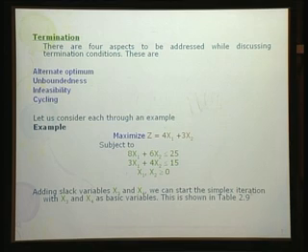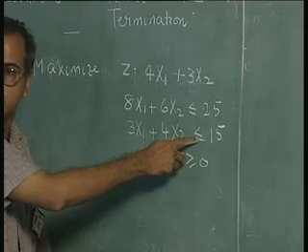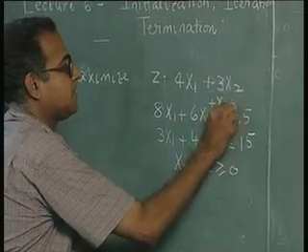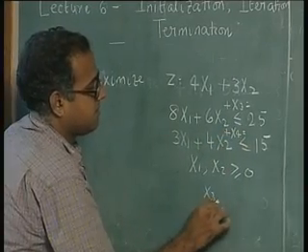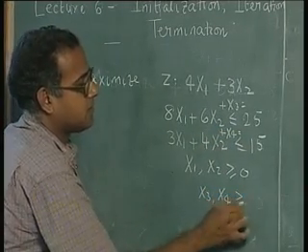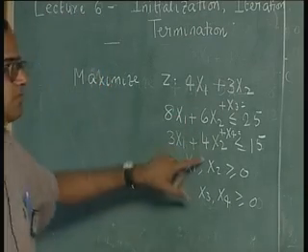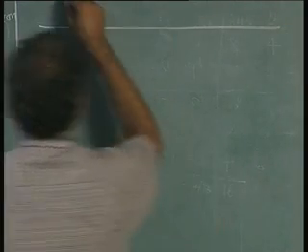Once again we have a problem with right hand sides positive, so we do not need to do anything here. We have less than or equal to type constraints, so we add slack variables to get plus x3 equals 25 plus x4 equals 15, x3, x4 greater than or equal to 0, and we can start the simplex iteration with x3 and x4 as basic variables. Let us do that.